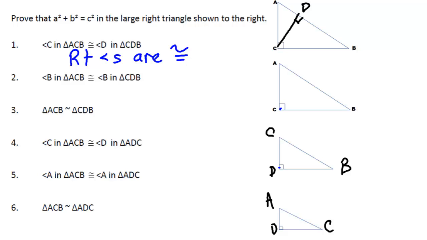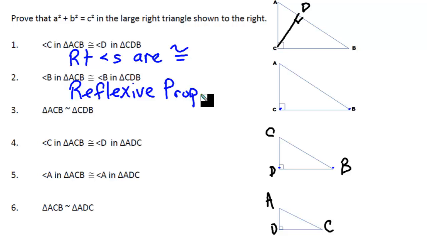Now they're saying angle B in the big triangle is supposed to be congruent to angle B in the middle triangle. Well, that's really the same angle, and anytime you're saying something equals itself or something is congruent to itself, that is the reflexive property.